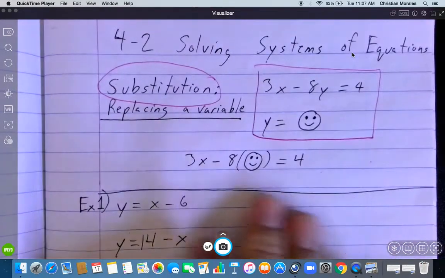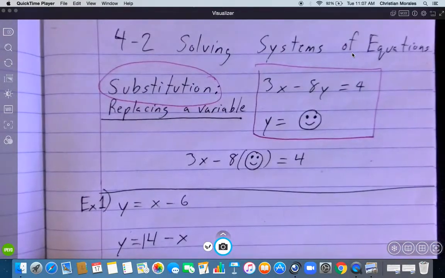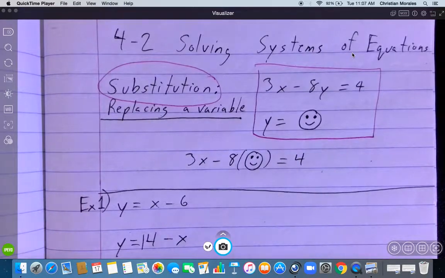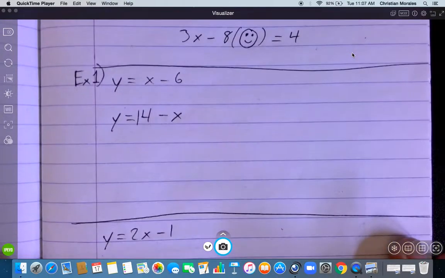Then at this point, you would solve the problem for x. Okay? So this is substitution. And that's what we're going to be doing to solve these systems of equations. So let's go to number 1.